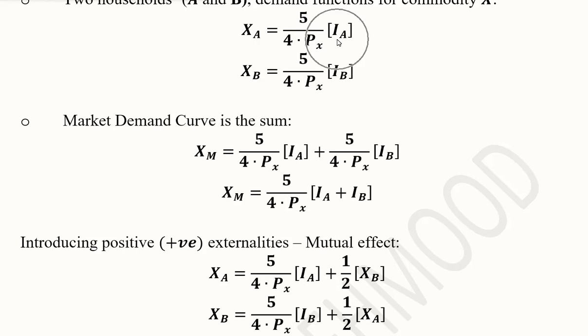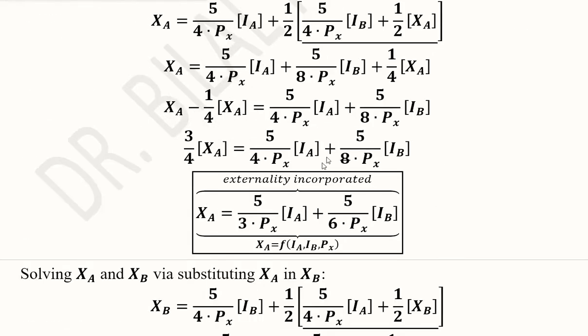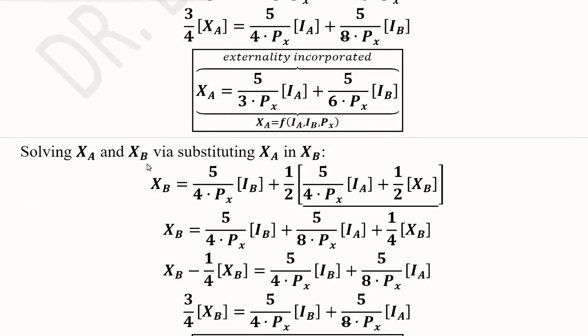XA had only IA and XB had only IB, but now this externality augmented or incorporated demand function of XA is now having IB as well, because now the mutual element is there, the effect from the consumption in household B.